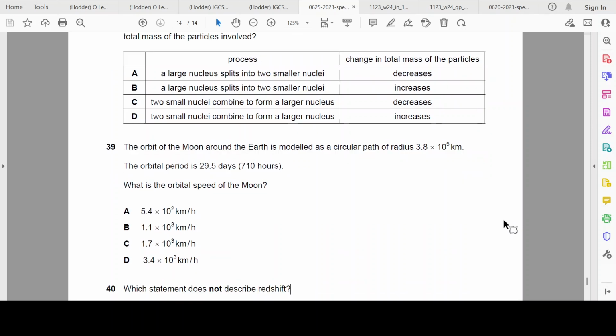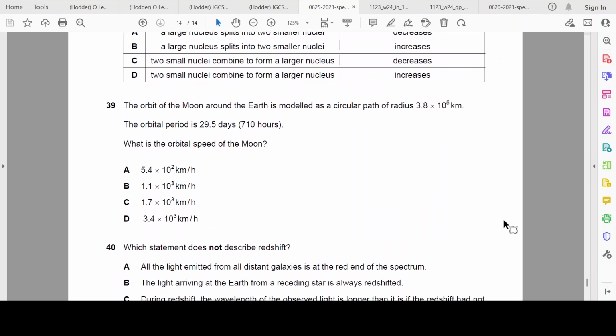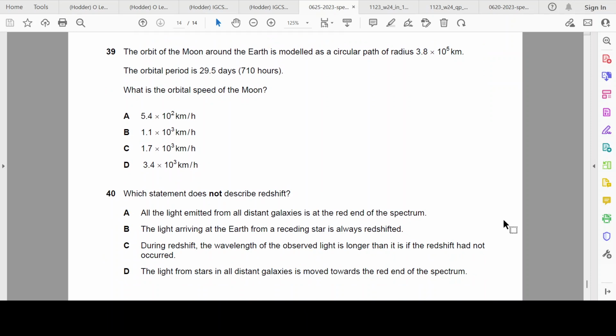All right. The orbit of the moon around the earth is modeled as a circular path of radius 3.8 times 10 to the power 5 kilometers. The orbital period is 29.5 days. What is the orbital speed of the moon?